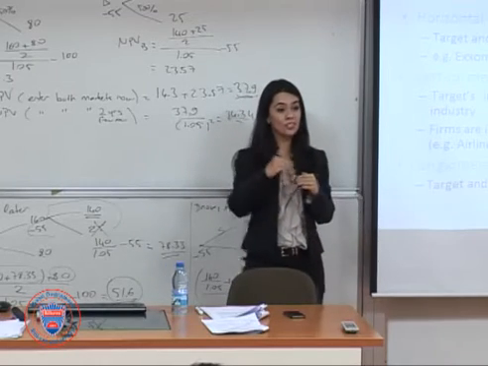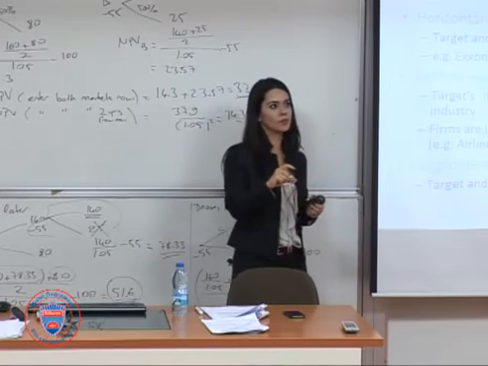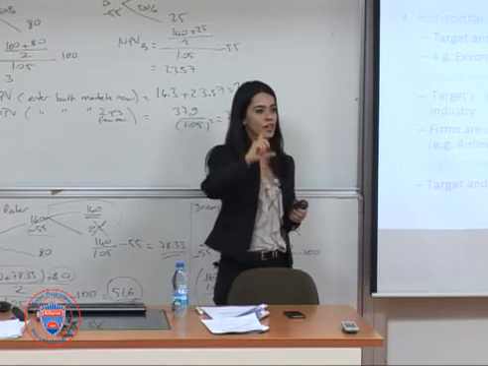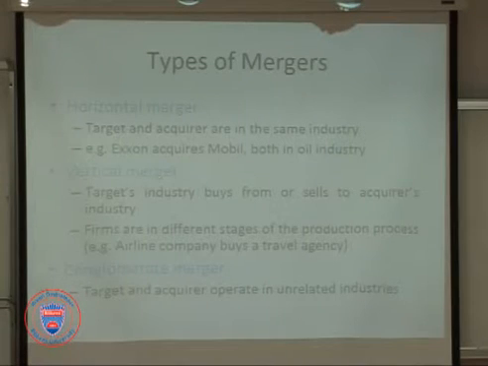We might have vertical mergers. In that case, one firm is in the supply chain of the other company, like an airline company buying a travel agency, or an oil company buying gas stations. Okay, so they are in the same industry, though in different places in the industry.